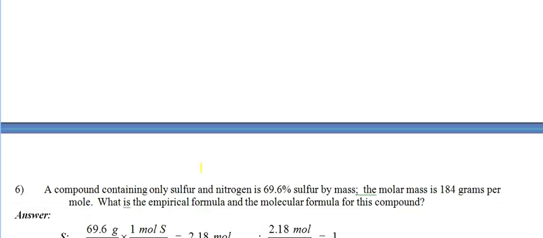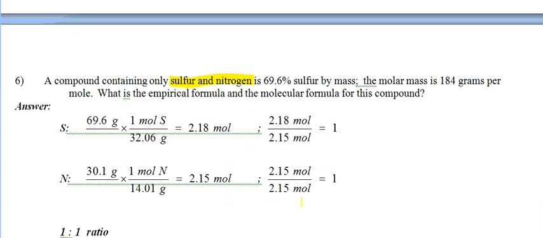A compound containing only sulfur and nitrogen is 69.6% sulfur by mass. The molar mass is 184 grams per mole. What is the empirical formula and the molecular formula for this compound? So again, I've done that to you, where you have sulfur and nitrogen, but I only gave you the percent of the sulfur. So you should be able to determine the percent of the nitrogen. Okay, so just take 100 and subtract 69.6, and that'll give you your percent of the other. All right, so find out your number of moles.